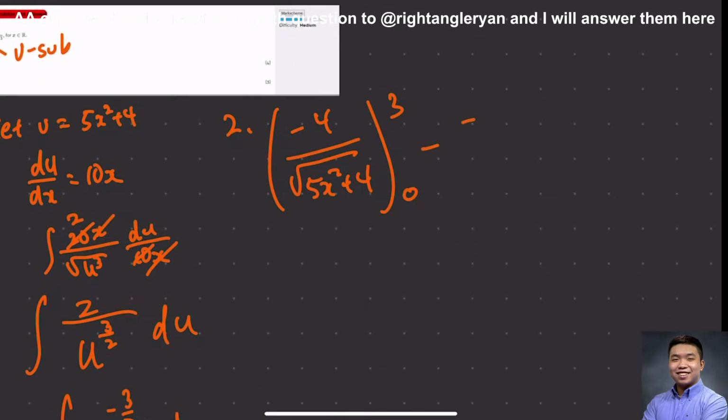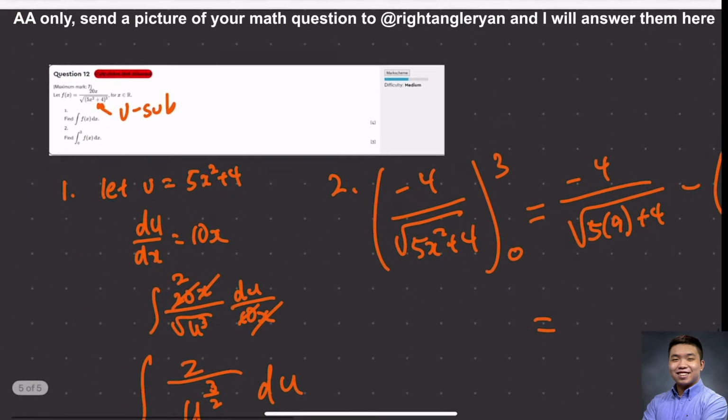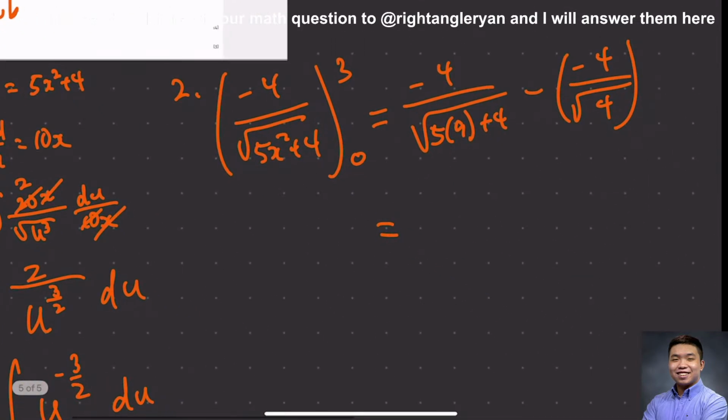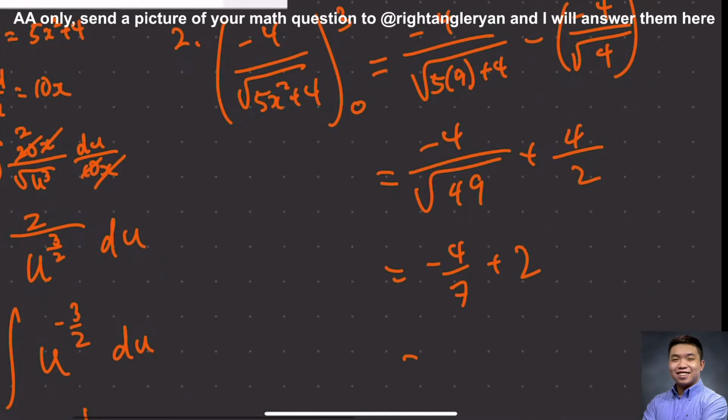So it'll be negative 4 over square root of 5 times 9 plus 4, minus negative 4 over square root of 0 plus 4, so it's just like that. This is paper 1, non-calc, so I guess I'll have to do this by hand. It's going to be 45 plus 4, so it's going to be 49, plus 4 over 2. So it's going to be negative 4 over 7 plus 2, which is 14 minus 4 is 10 over 7.